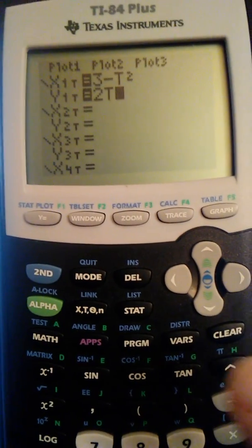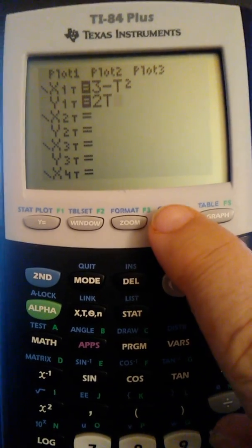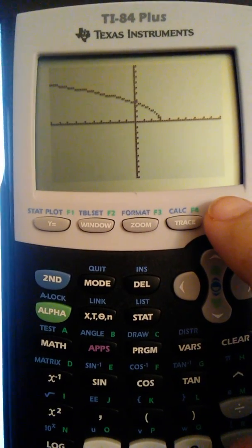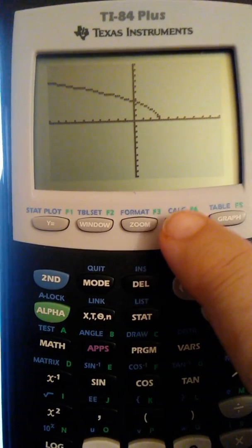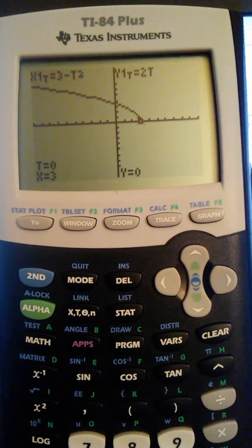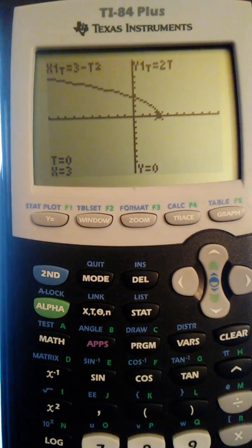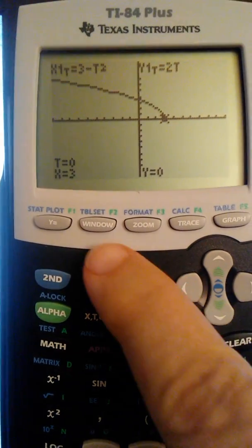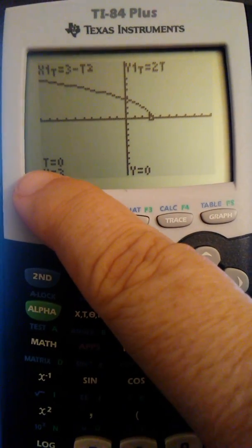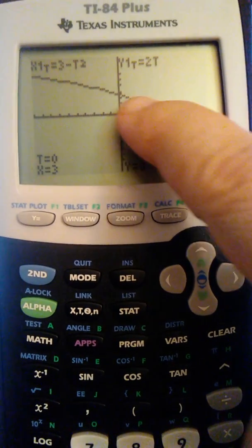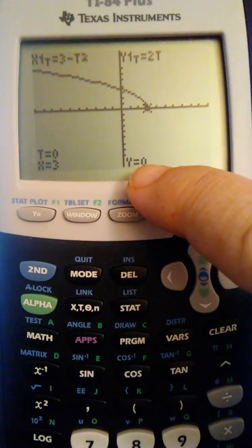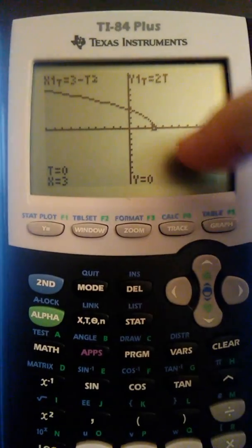The way I graph is always using the trace because it gives us numbers. Notice if I push the graph button, all it gives us is the graph, but it doesn't show any numbers. But if I push the trace button, it shows me the same graph, but with numbers. Notice the flashing dot. This is where, if I put in t is 0, it's going to show me this graph here. It shows me that x is 3, y is 0. Now that is this graph right here.